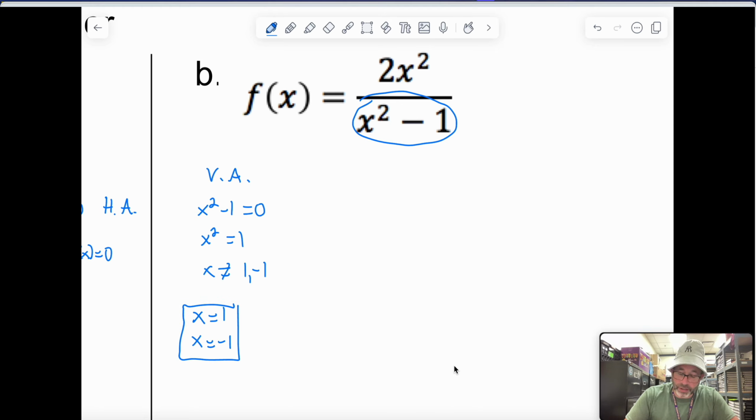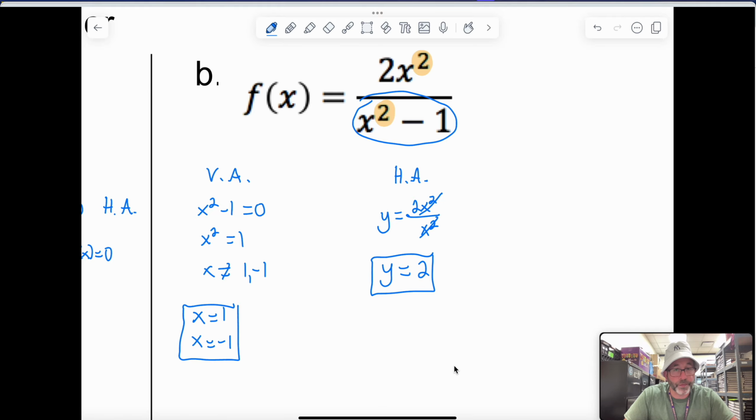Let's look at the horizontal asymptotes. The degree on the top is exactly the same as the degree on the bottom. Remember we said we can just completely ignore this -1. What the problem becomes is y equals 2x squared over x squared, which means these cancel, and as x gets really big, my y value is going to approach 2.